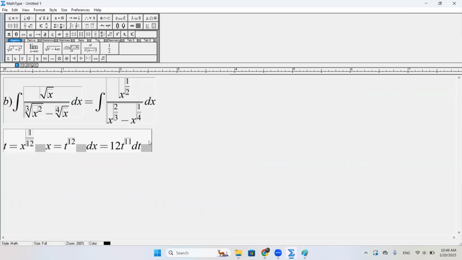And then x in power of 1 over 2 equals t in power of 6. x in power of 2 over 3 equals t in power of 8, and x in power of 1 over 4 equals t cubed. So we have actually transformed everything that we could in the integral.